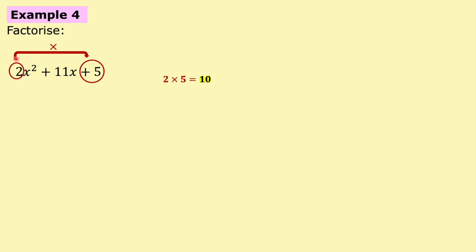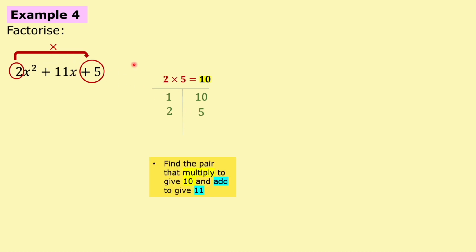We're then going to write down the factor pairs of 10. So we've got 1 times 10. We've also got 2 times 5. But which of these factor pairs add together to give us 11? So yes, they multiply to give us 10, but they now need to add together to give us 11. And it's going to be the first one, 1 add 10. So rewriting this expression, splitting up 11x into 1x add 10x, so our 2x stays the same.